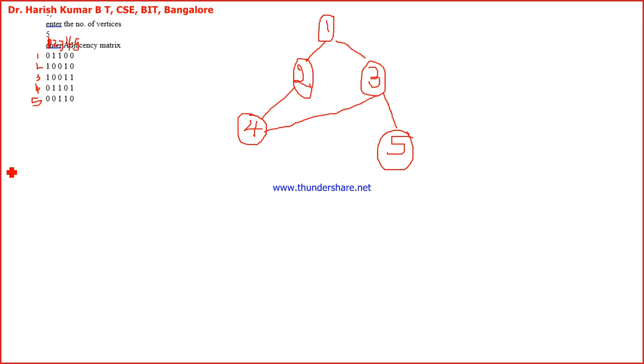And then 4 to 2, it's already there. And then 4 to 3 is also there, and 4 to 5 have added. Next from 5 to 3, 5 to 3 is already there, and then 5 to 4 done. Okay, so this is the graph. So for this graph, this is the adjacency matrix. Hope you understood?